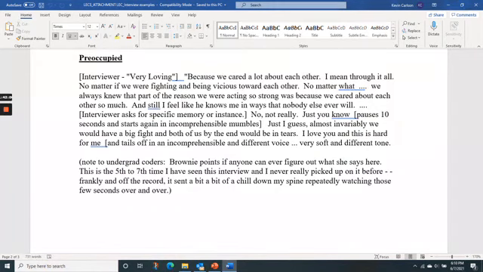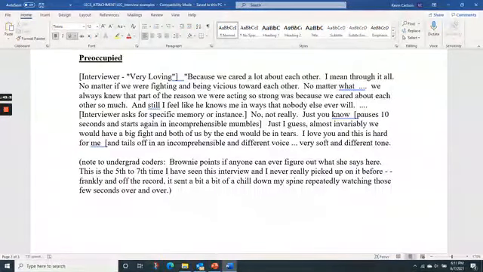So by the third sentence, the very loving turns into fighting and being vicious to each other. "No matter what, we always knew part of the reason we were acting so strong was we cared about each other so much. And still, I feel like he knows me like nobody else ever will." By the way, whenever I hear somebody say something like that, he knows me in ways that nobody else ever will, or he loves me in ways that nobody else ever will, I'm like, oh boy, probably preoccupied.